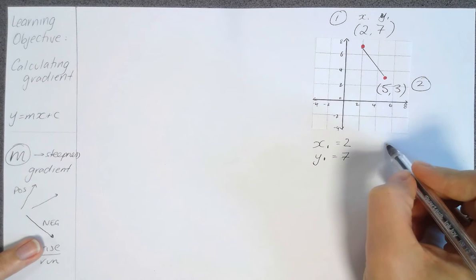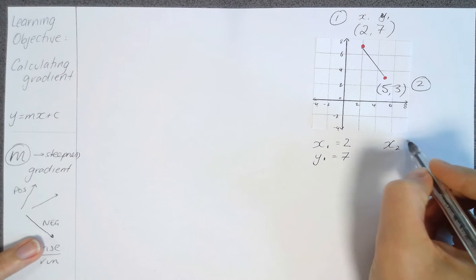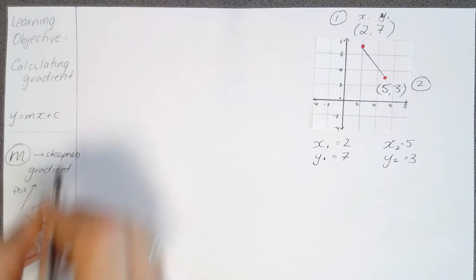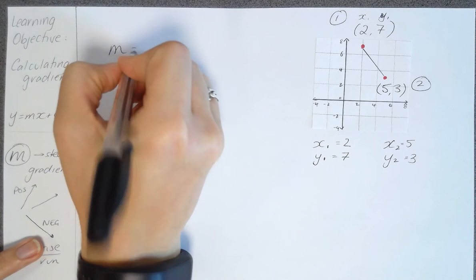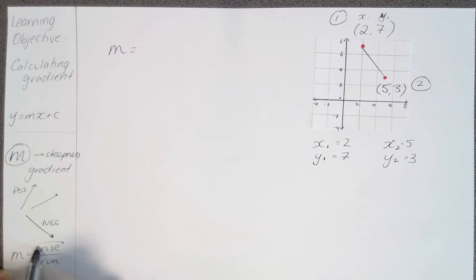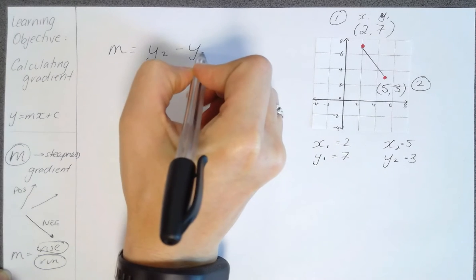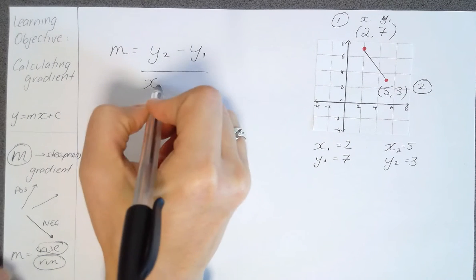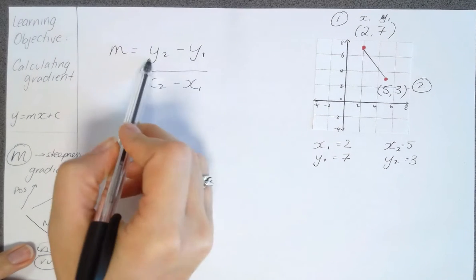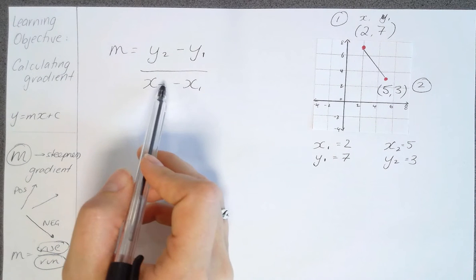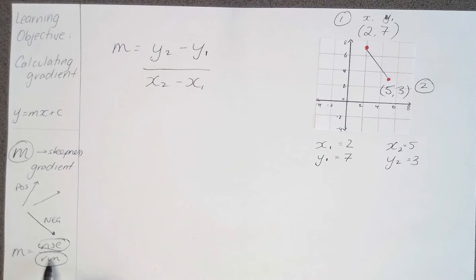Let's do the same over here. Now x2 is 5 and y2 is 3. Our formula here is really important because our gradient is the change in the rise over the change in the run. So we have to find the difference between the y values and the x values. And what this is saying is how much did the y value change over how much the x value changed, which is still the same as doing rise over run.